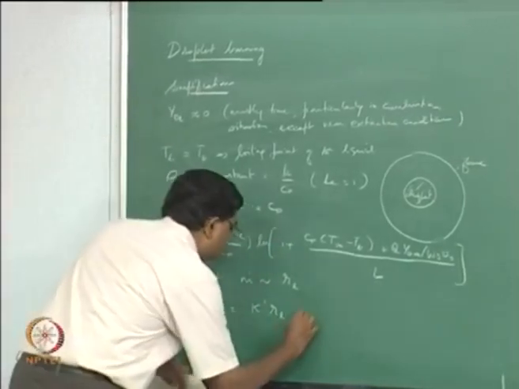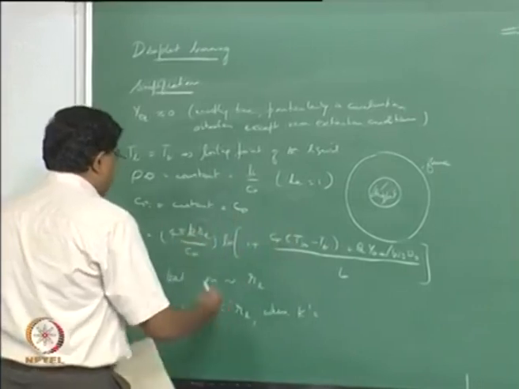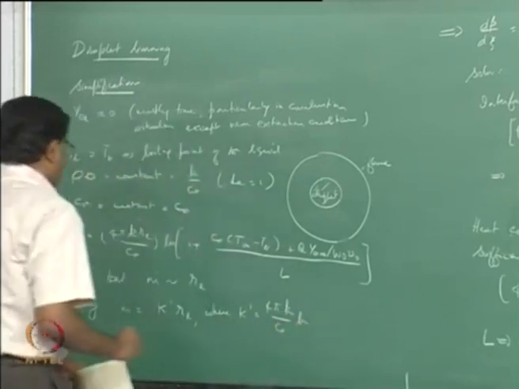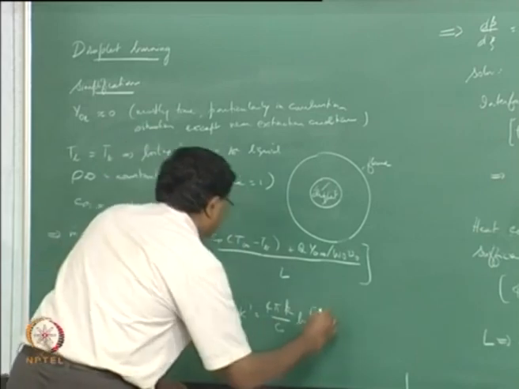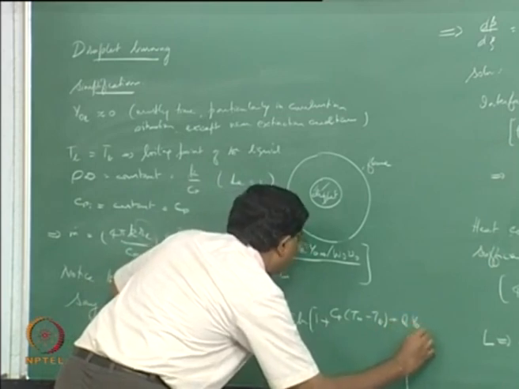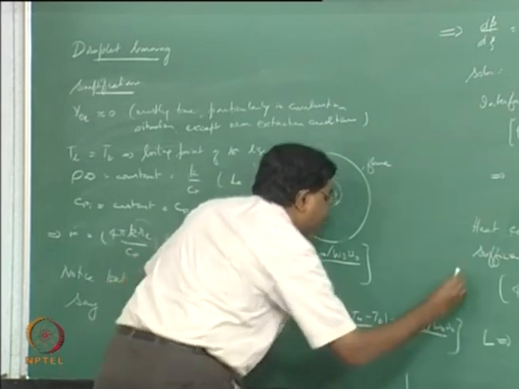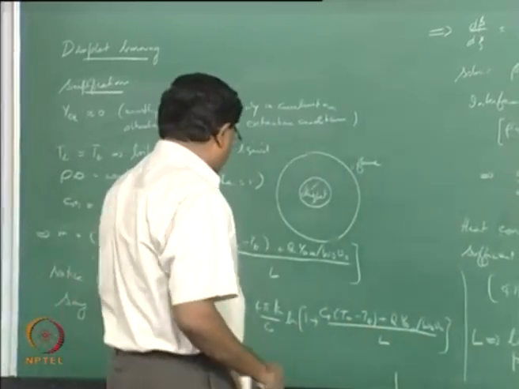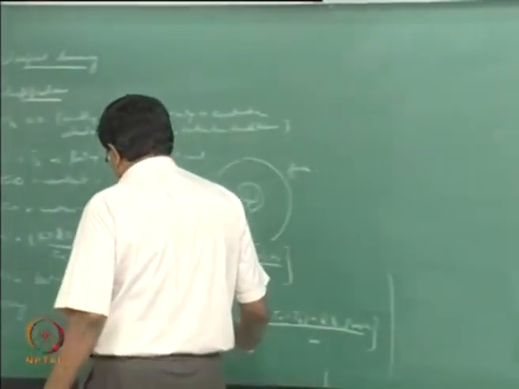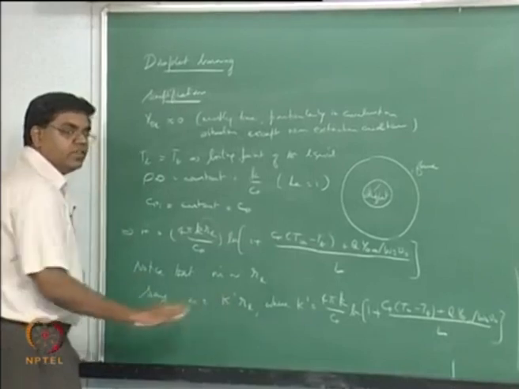So where k prime is equal to, except RL, we have to write everything else, which is 4 pi k divided by Cp, natural logarithm of 1 plus Cp (T infinity minus Tb) plus Q Y o infinity divided by W o nu o, divided by L, right? So keeping that as a k prime, for the next few minutes we are simply going to ignore all this stuff and basically say m dot is equal to k prime RL, and let's see what that means, right?